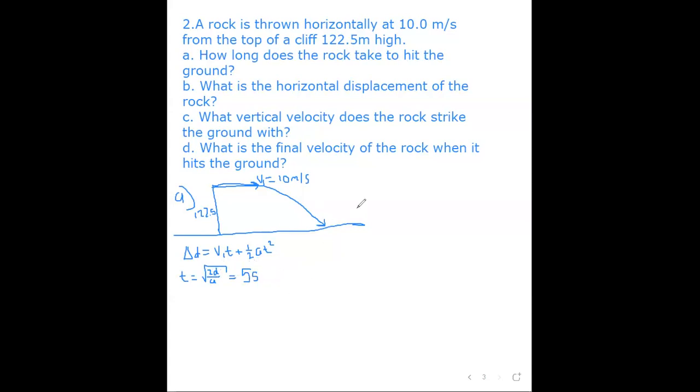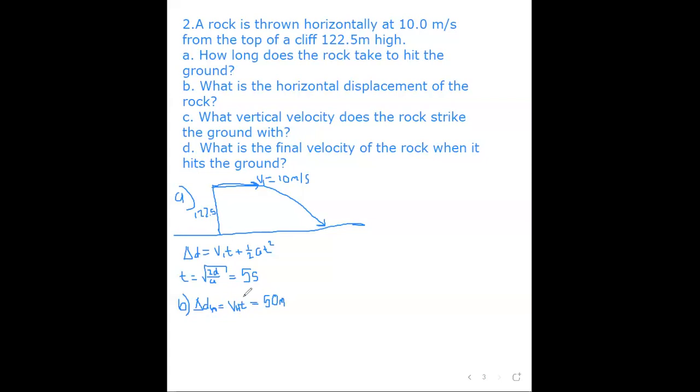Okay. Part B says, what is the horizontal displacement of the rock? So in this case, we're just going to use, again, the same formula, but for solving for delta D. So we'll do delta D with the horizontal displacement is equal to velocity in the horizontal direction times time, and when you plug in those numbers, you're going to get 50 meters.